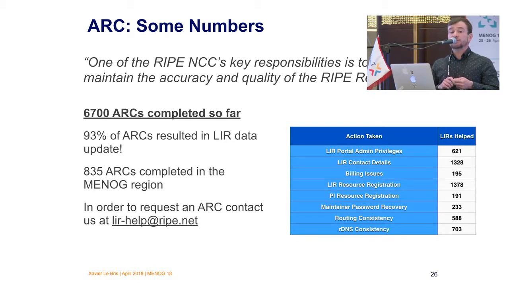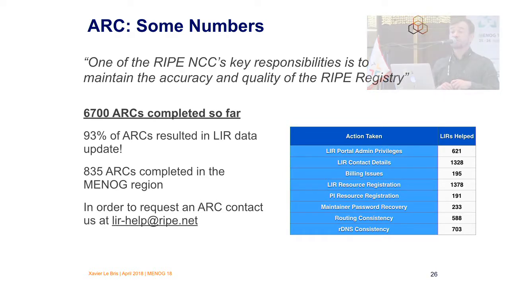If we look at it, 93% of those assisted registry checks ended up with data to be updated, meaning it was not accurate. Now in the current region, we did 835 assisted registry checks. If you would like to get an idea, you can just ask me and I can organize one when I'm back in the office and show you how it works.